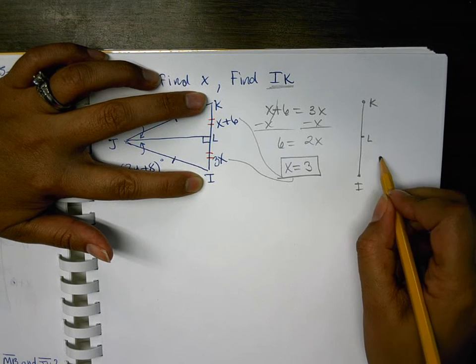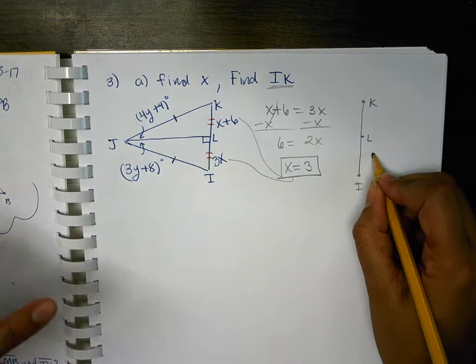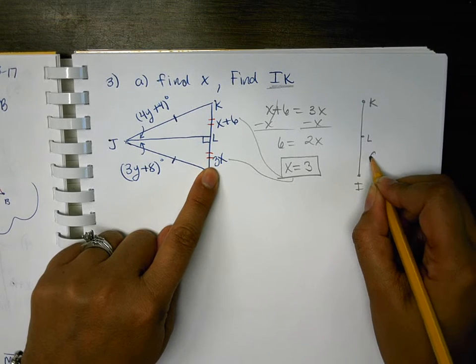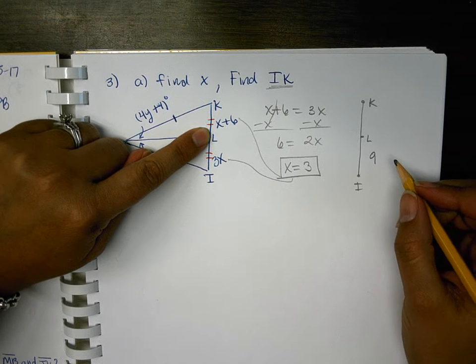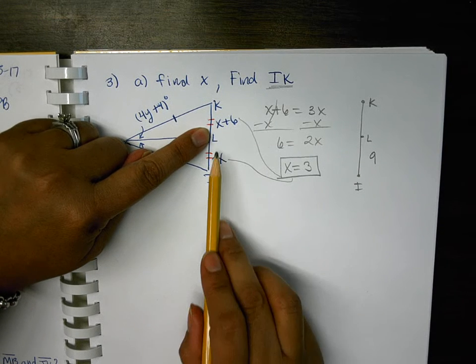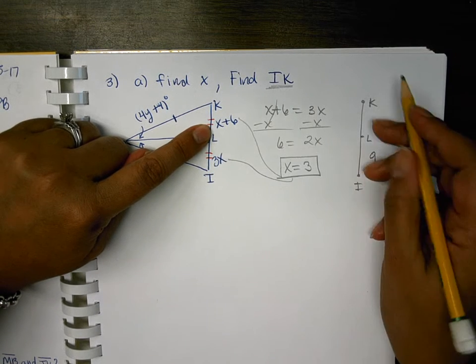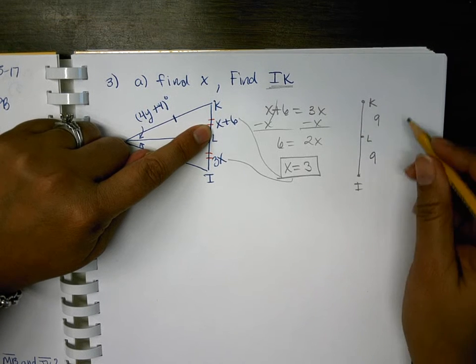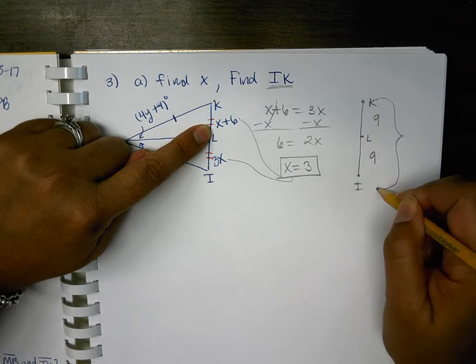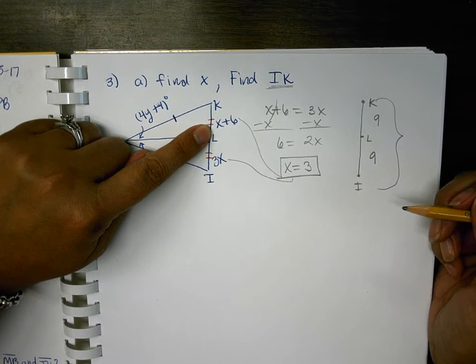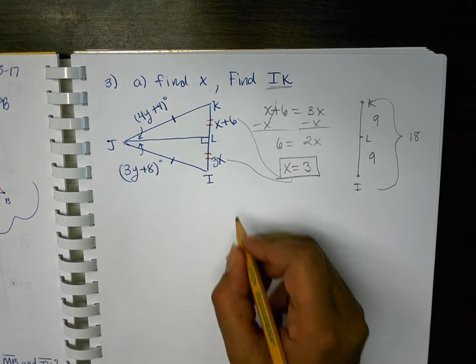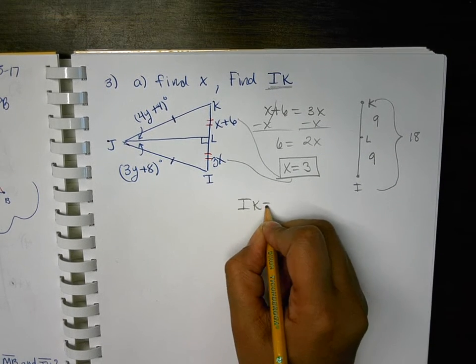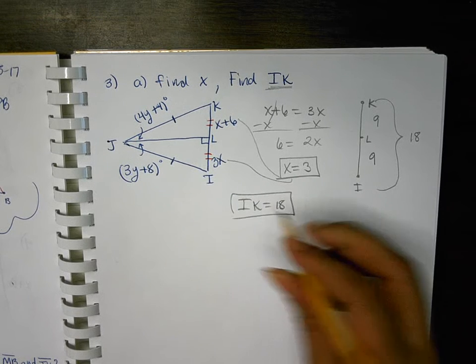And when I plug it in here, it's 3 times 3, which is what? 9. I'm going to go ahead and plug it in to the other one just to check it. What's 3 plus 6? 9. Should they come out to be the same? It's a double check. What's 9 plus 9? 18. So IK equals 18.